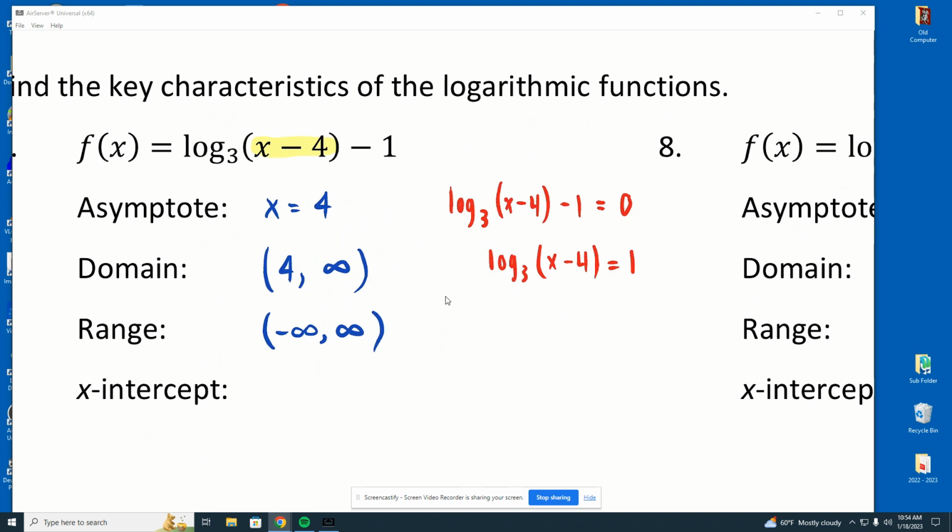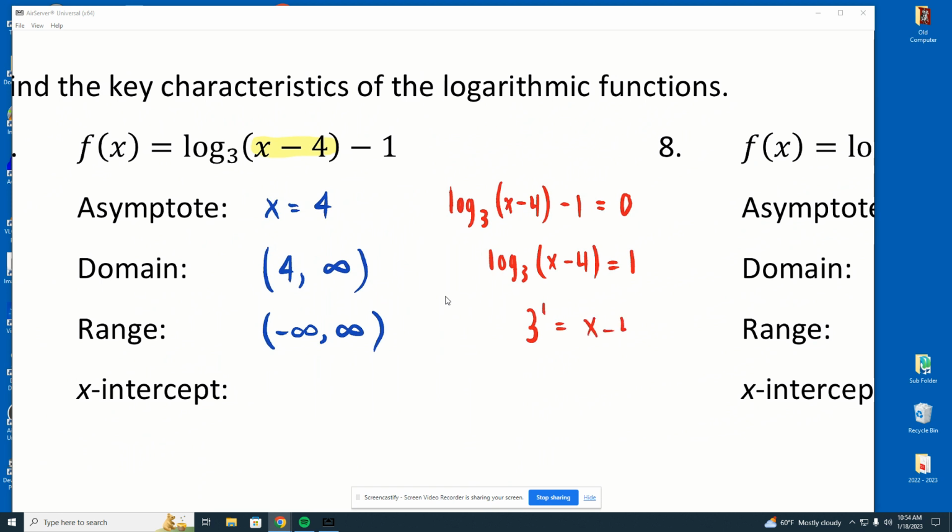Okay, so here I'm ready to now solve it. So I solved this logarithmic equation by rewriting it as a what? So that's the base of the log becomes the base of my exponent. 3 to what power?